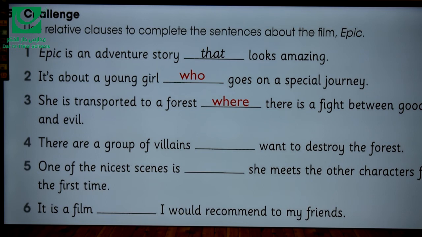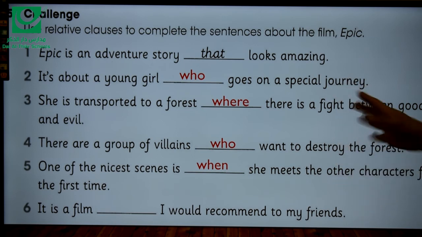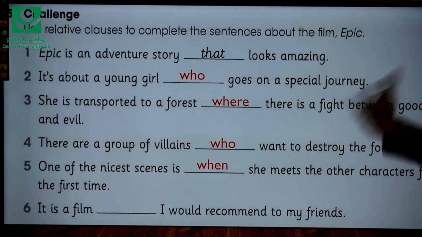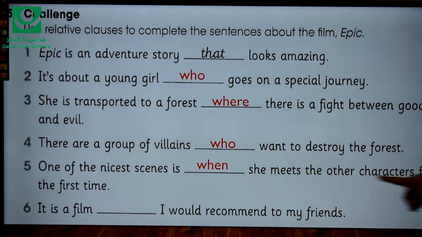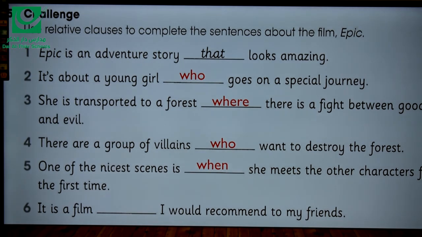So we're talking about people again. Who? Number 5, one of the nicest scenes is. I'm talking about the scene. So which word can I use? Exactly, the word when. Sorry. One of the nicest scenes is when she meets the other characters, because I'm talking about a point in the film, so I'm talking about time here. I didn't complete the sentence, I'm sorry. So you should have completed it, and I should have done this. So when you complete, you recognize that you're talking about time, so the answer is when.